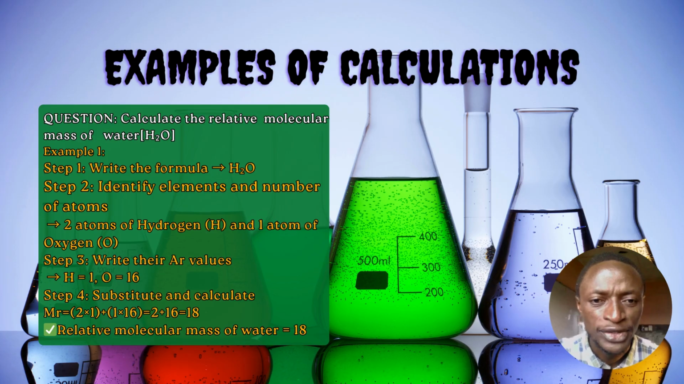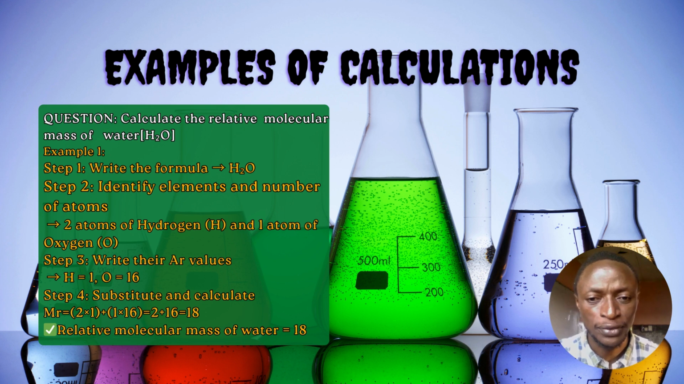All right, here are some examples of calculations. And the first question we have is: calculate the relative molecular mass of water. We have some steps to take. The first one is to write the correct formula of water. And we know that the formula of water is H2O.